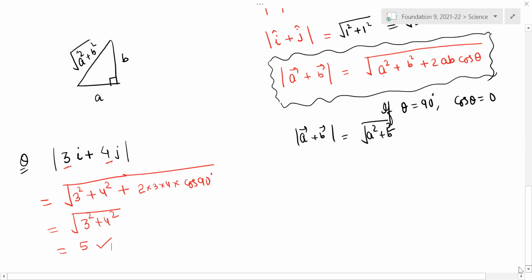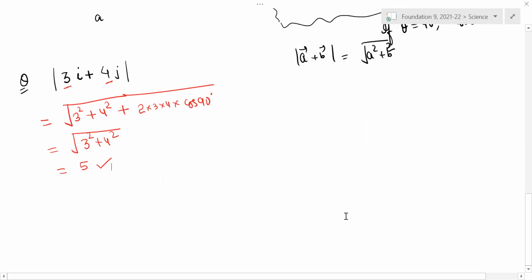Yes, sir. Sir, can you give such a question with no direction? Whenever you say mod, you are going to find only magnitude.